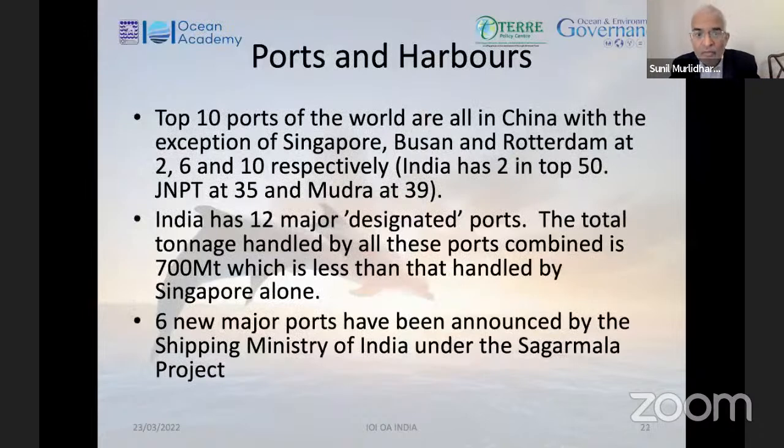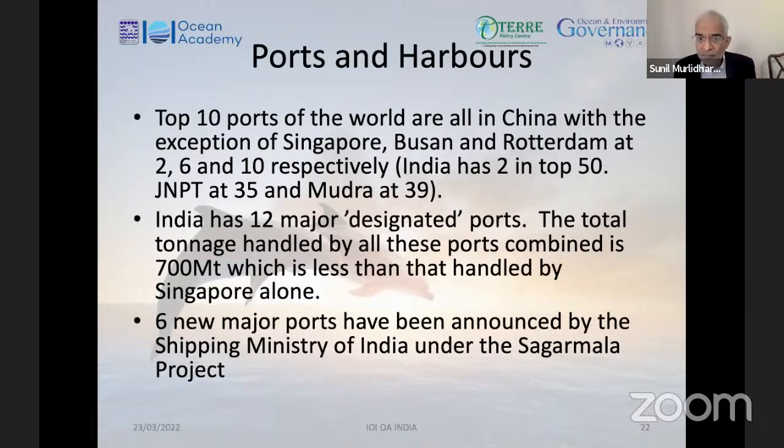Okay, ports and harbors. Top 10 ports. This is another eye opener. The top 10 ports in the world are all in China, with the exception of three. That means 7 of 10 are in China. The exceptions are Singapore, Busan in South Korea, and Rotterdam in the Netherlands, at number 2, number 6, and number 10.